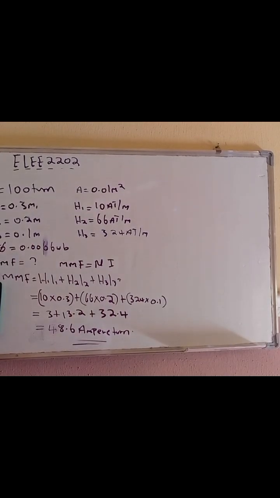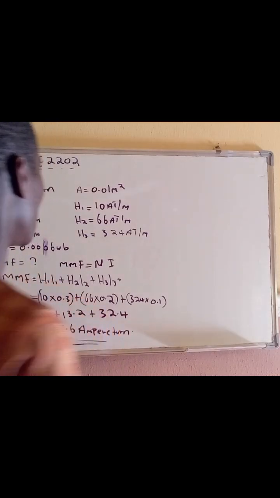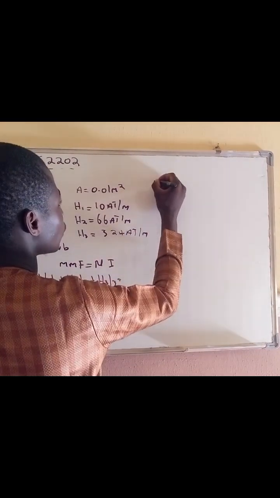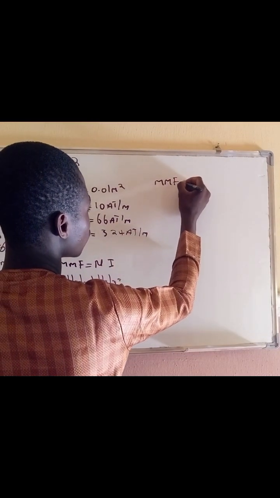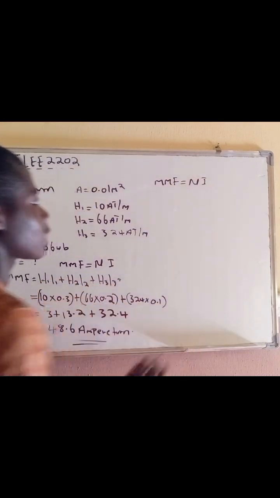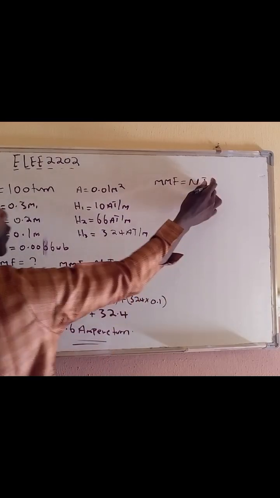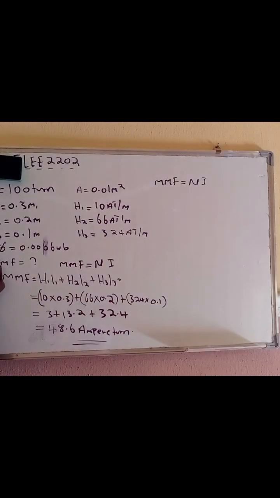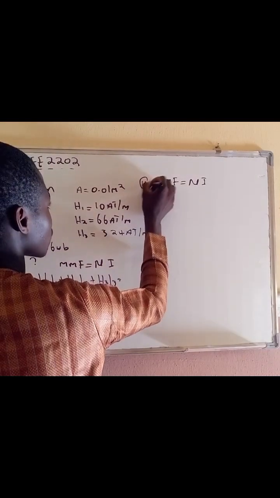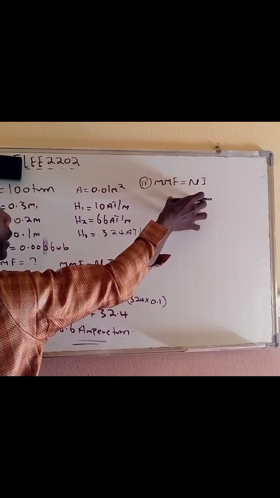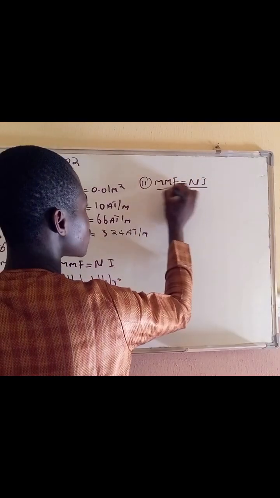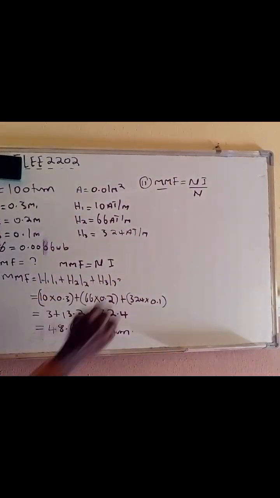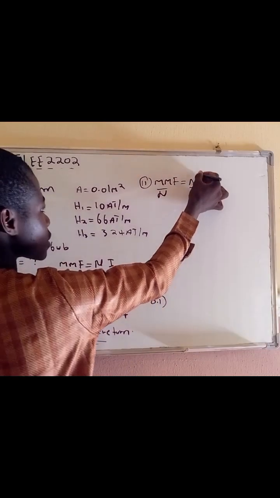The second question says we are to find the current. So how can we find the current? We all know this relation: magnetomotive force is equal to number of turns multiplied by the current. So we are looking for the current. So here is the first question. Here is the second question. So how can we find the current? We'll just divide both sides by the number of turns.